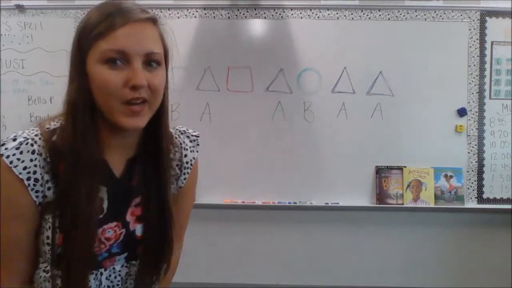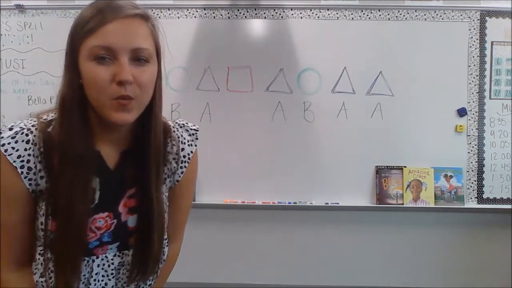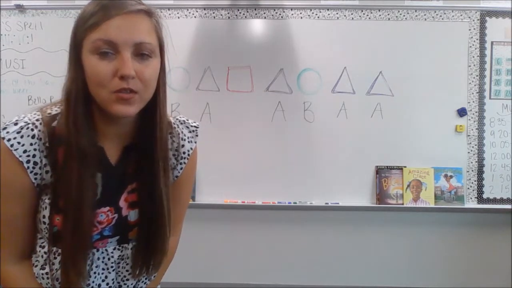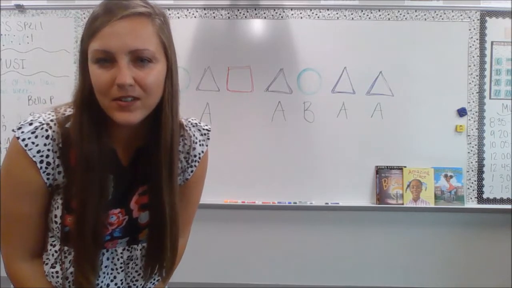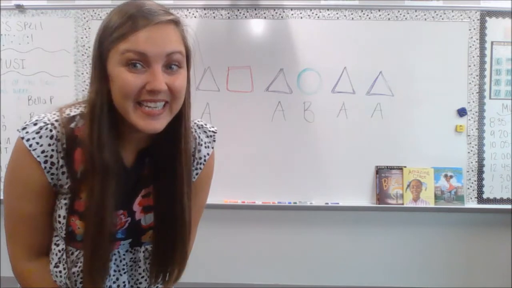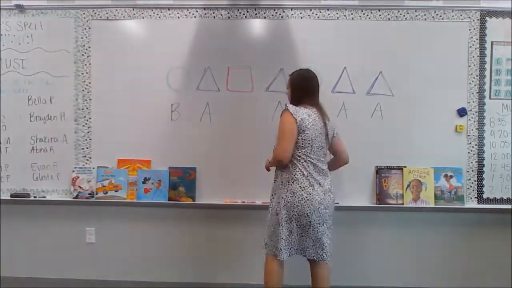Now we have one shape left. We've got A's for our triangles. We've got B's for our circles. What would make sense for the third letter for our square? If you said C, you are correct.